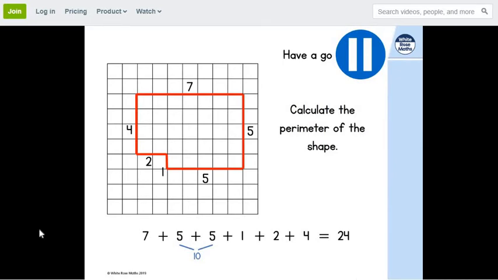Or you might have thought about, well, I know the 5 and 5 was 10. I could have added the 1 and the 2 to make 3. I could have also seen that together that would be another 10 with the 7. So I could have seen it was 10 plus 10 plus 4, which was 24.